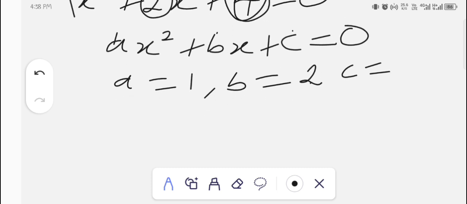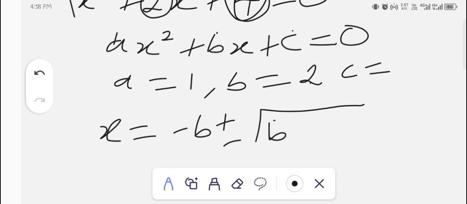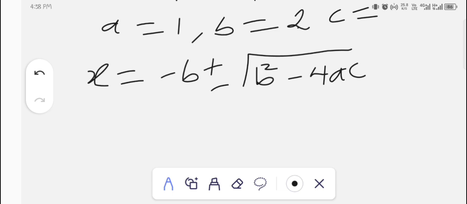Good. Solving quadratically, we have that x is equal to what? Minus b, plus or minus the root of what now? b squared minus 4ac, everything upon what?